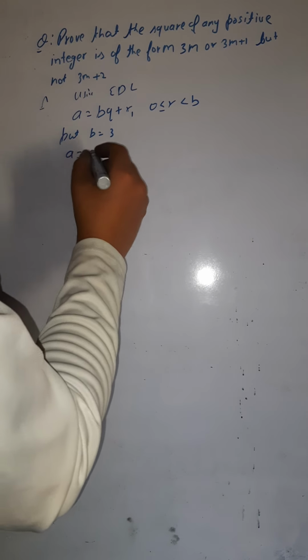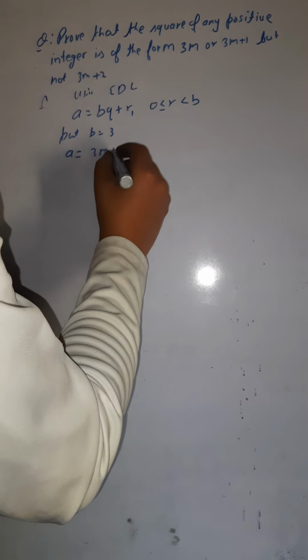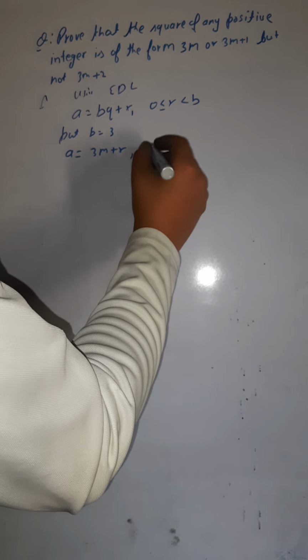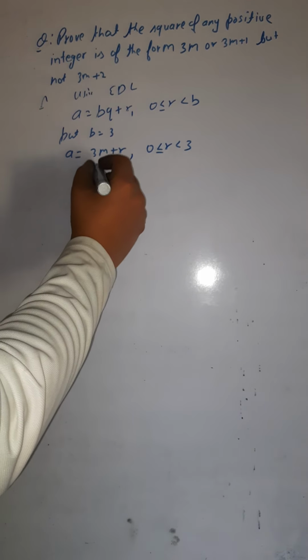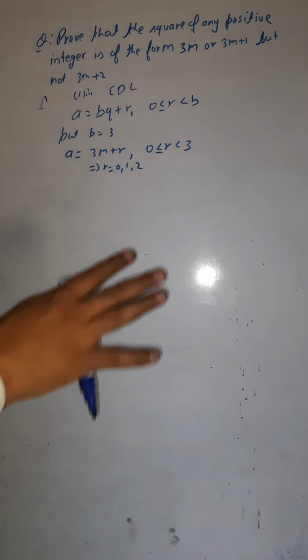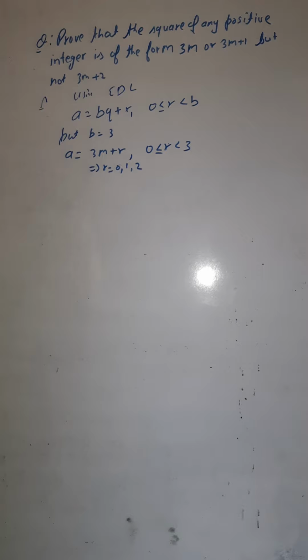You would get the value of a as 3m plus r, where r would be greater than or equal to 0 and less than b. b is what here? 3. So less than 3. So what could be the value of r? It implies r would be 0, 1 and 2, not 3, because it is less than 3. So one by one put the value and then find the square, because you have to find the square of all, not only the even, not only the odd, even as well as the odd.